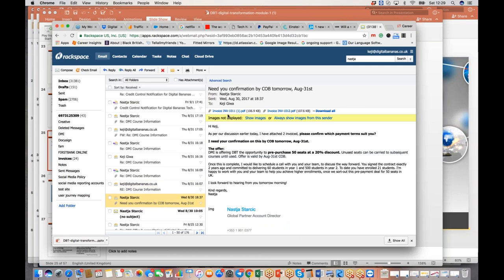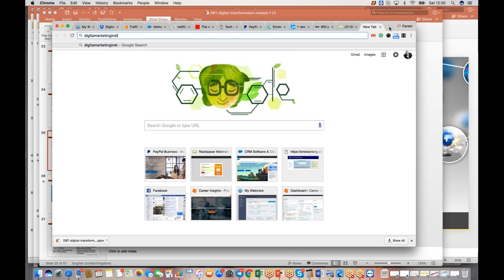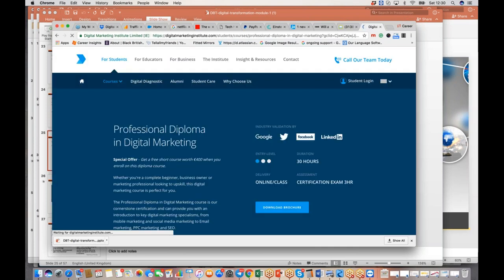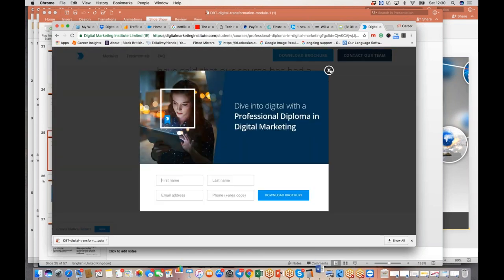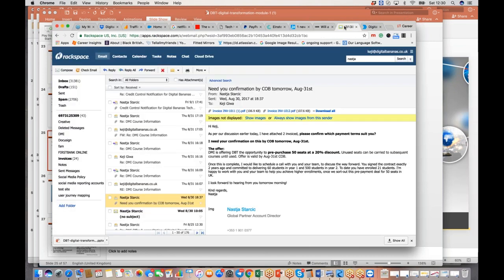So they sent me an invoice for 50 pre-purchase seats at a 20% discount. Now, let me show you this. I'm just going to go to DMI, the Digital Marketing Institute. How much is it? They charge £1,560 for it. They gave me a 20% discount. I brought it down to £660. Don't ask me how I do it. So all of our candidates can be accredited. What you will find here is that we will always make things cheaper for you, and we'll try and bring it down because we have the numbers.